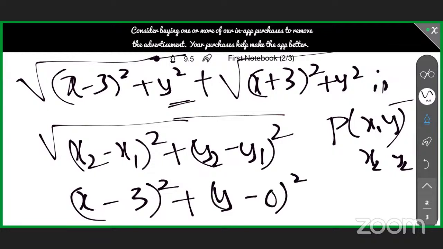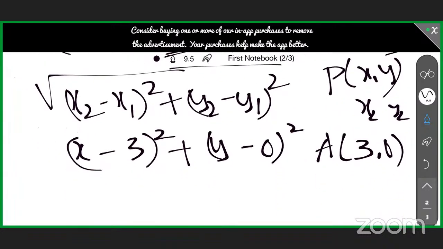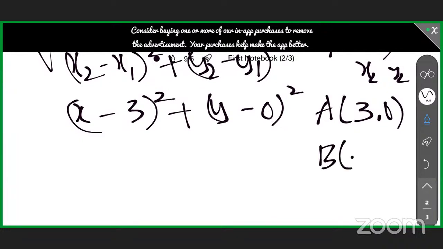So what is my point here? My point A became how much? 3 comma 0. Yes or no? Now tell me the point B. Minus 3 comma 0. Very good. Now I'm getting the point A as 3 comma 0, point B as minus 3 comma 0.